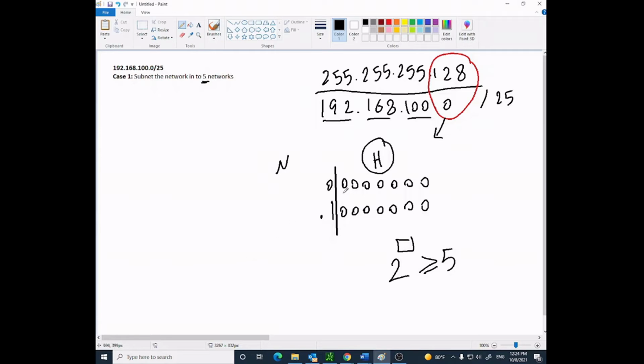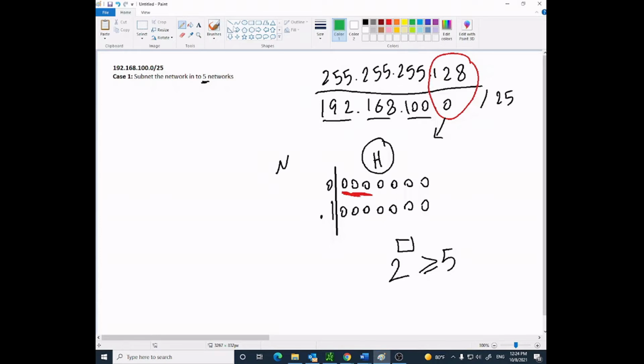So we start with borrowing 1 bit, and the bit that we're going to borrow is this one. If I borrow 1 bit, I will end up having 2 to the power of 1, which is 2, and 2 is not greater than or equal to 5. So 1 is not enough. Then I'm going to borrow 2. 2 to the power of 2 is 4. 4 is not greater than or equal to 5, so that's not enough. So you're going to borrow a third one. Now 2 to the power of 3 is 8. 8 is greater than 5, so yes, I need to borrow 3 bits.